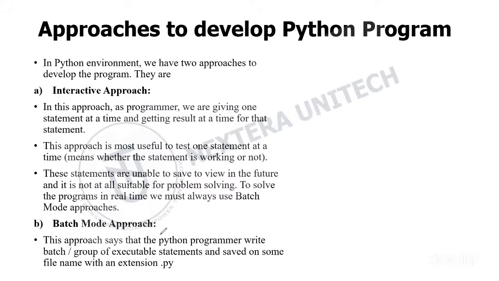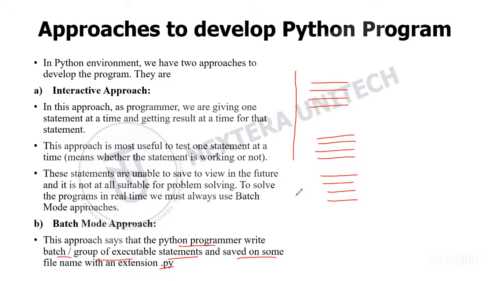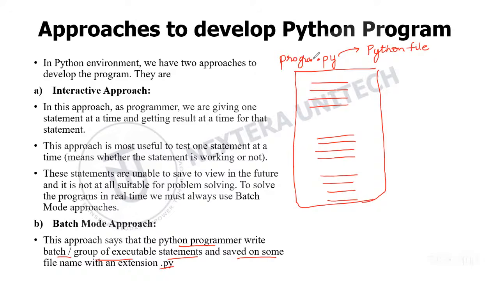And then moving on to the batch mode approach. In this approach, the Python programmer will write a batch or group of executable statements and save them in a file with the extension .py. When you write many lines of code, let's say a batch or group of executable statements, what I'll do as a programmer is save this whole code into a .py file. This is a Python file. For a Python file, the extension is .py. So I'll save this whole code in my .py file, let's say program.py. I will save it in a file and I'll run it at a time.